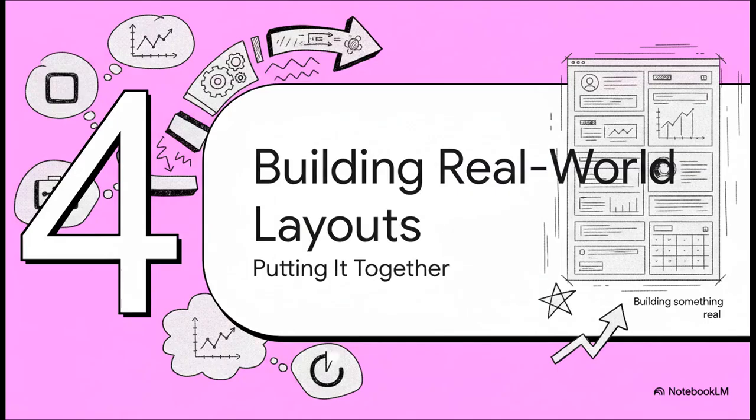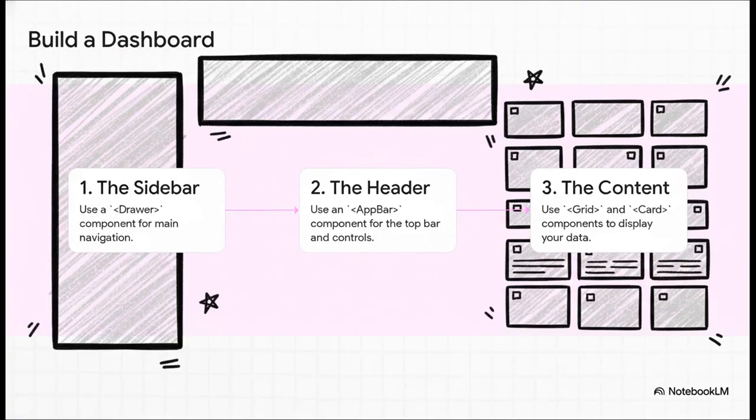Okay, so we have the components and we have the styling engine. That's great. But how do we actually put all these pieces together to build something real? Something like a professional dashboard layout that you see in pretty much every big web app? Well, it's actually way more straightforward than you might think. You'd probably start with a drawer component for that main sidebar navigation. Then, you'd pop an app bar right at the top for things like a search bar or a user profile.